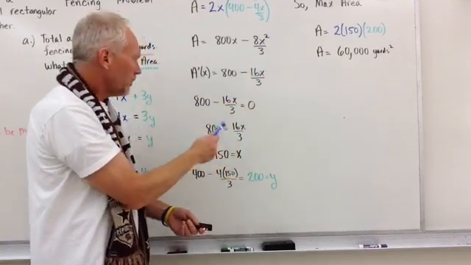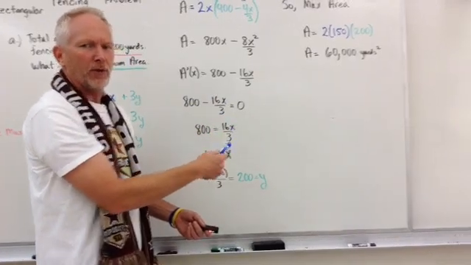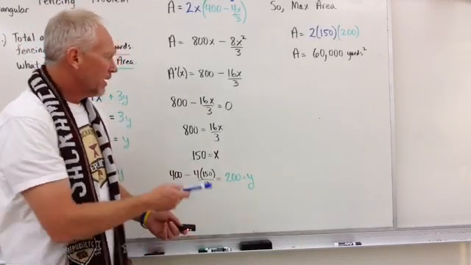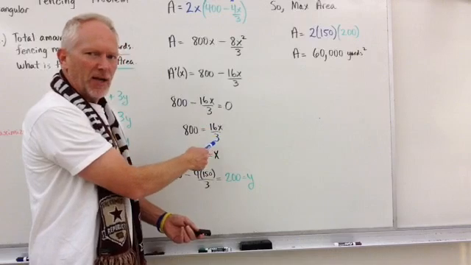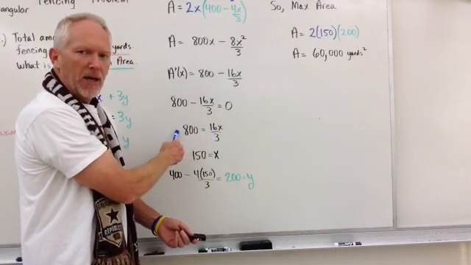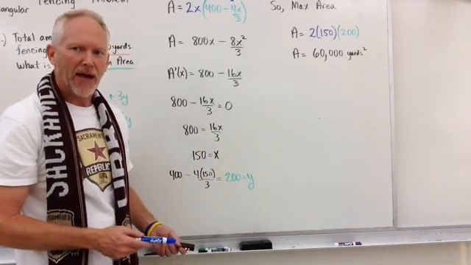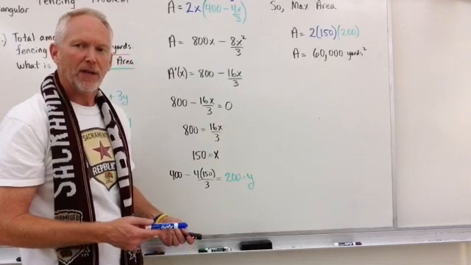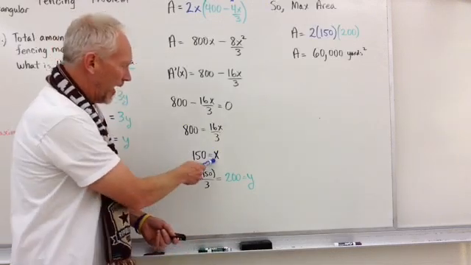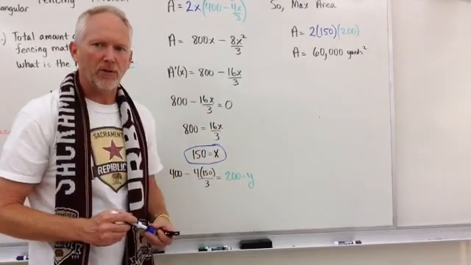Now that I have the derivative, I want to set it equal to 0. When we do a first derivative, we set it equal to 0, and that helps us find our max or minimum value. Set equal to 0, we put 16x over 3 on the other side. We can multiply by 3 and then divide by 16, and that will give us 150. So 150 is what x is equal to. Now we need to find y.